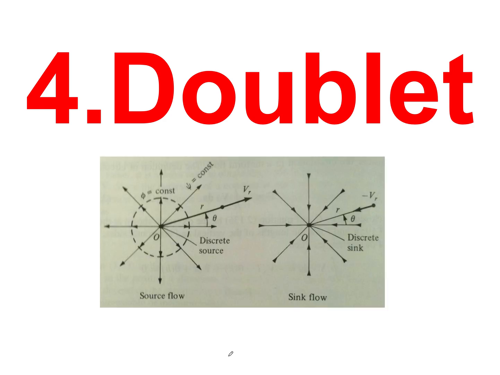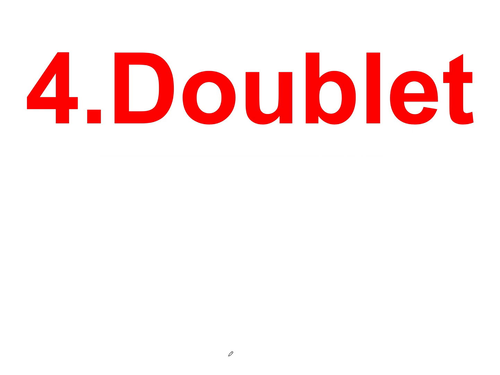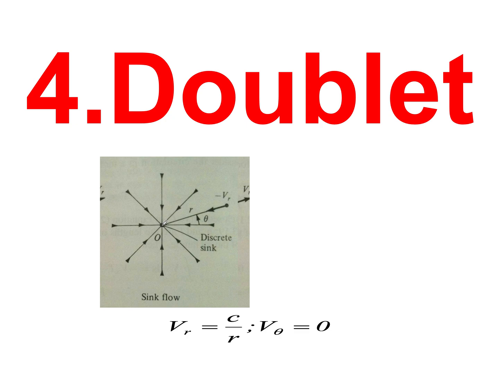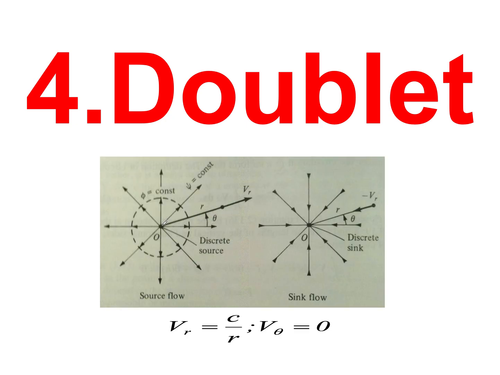So for that we need to define a fourth elementary solution, which we call the doublet. The way that you create a doublet is if you take a sink flow and put it on top. So let's take that sink flow and put it right on top of the source flow. So now they're on top of each other, and you'll see when you put them on top of each other, the velocity will identically cancel out for all r larger than 0, right? The radial velocity will identically cancel out.